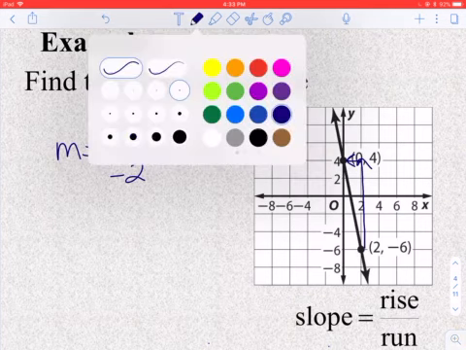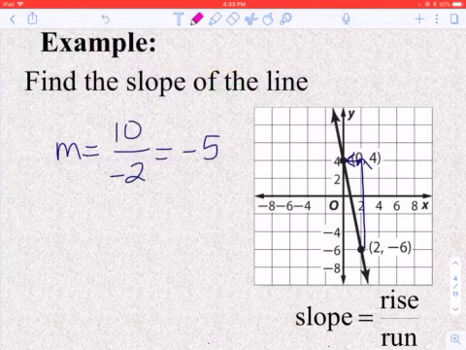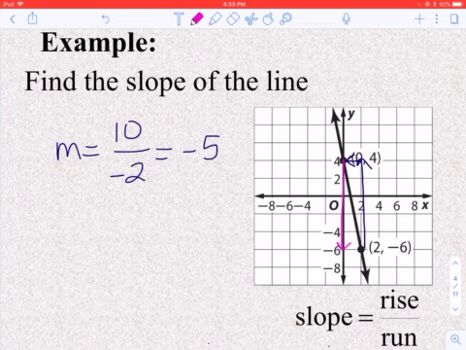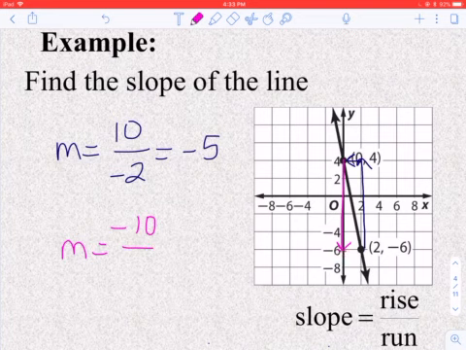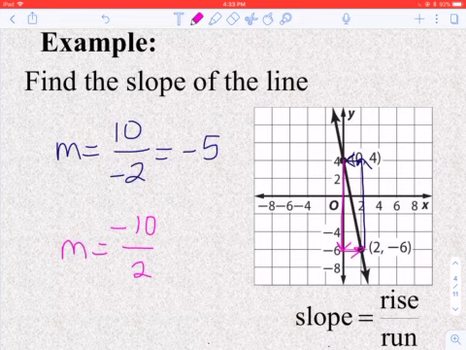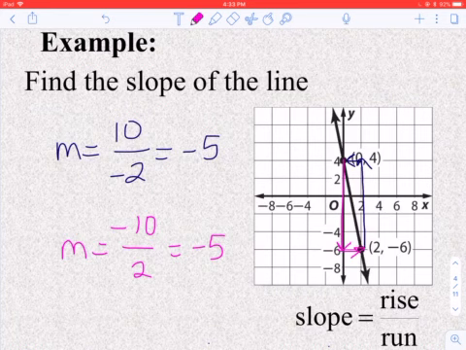Now, I could have gone a different way to do this one, and I could have started on the top and gone down to the next point. When I figure out the slope that way, I went down 10, but then I went to the right, or a positive 2. Negative 10 divided by 2, it still gives me a negative 5. So regardless of which point you start with, it's still the rise, how far up or down you go, over run, how far to the right or to the left you go.